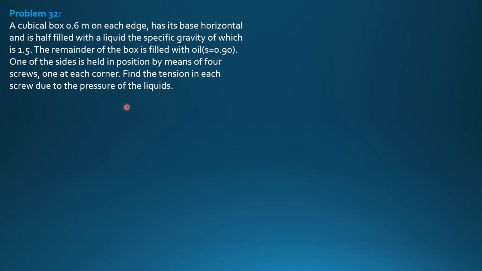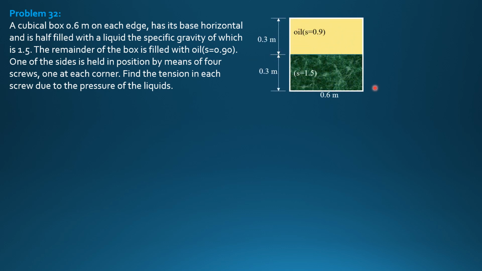So let's analyze the situation by figuring out the given conditions here. This is the cubical box, 0.6 meter on each side, half filled with liquid of specific gravity 1.5. The remainder is oil of specific gravity 0.9. And one of the sides is held in position by means of 4 screws, so 2 at the top, 2 at the bottom. So let's analyze this side here.